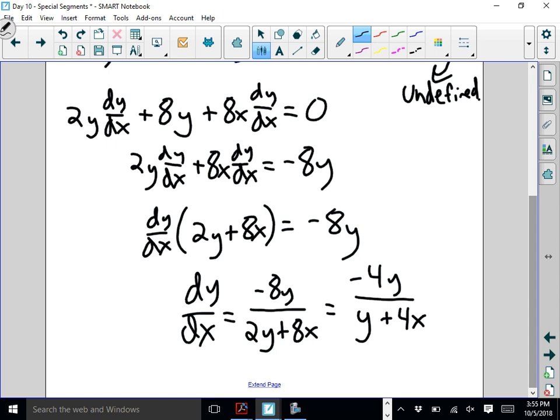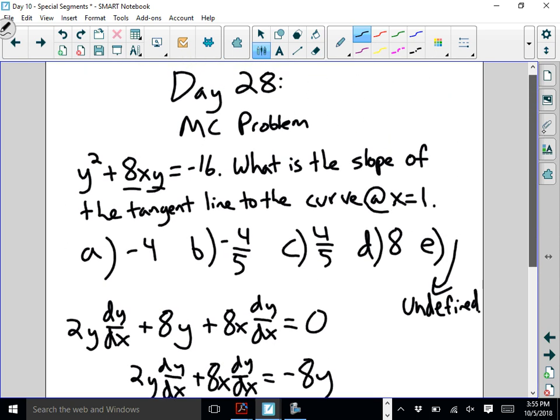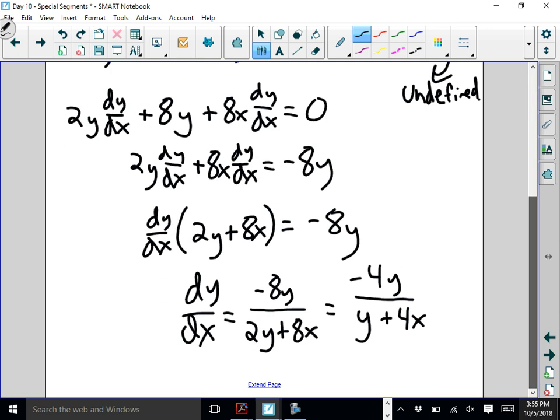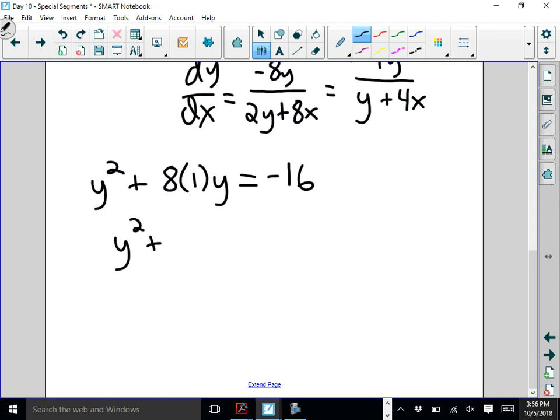Okay, unfortunately, I have to know the y value if I want to solve this thing. So let's go back to our original equation here. And I want to see what happens when I plug in 1 for x. So here's what happens. I get y squared plus 8 times 1 times y equals negative 16. Simplifying this down a little bit, I end up with y squared plus 8y equals negative 16. So I have to solve this thing to figure out what y is.